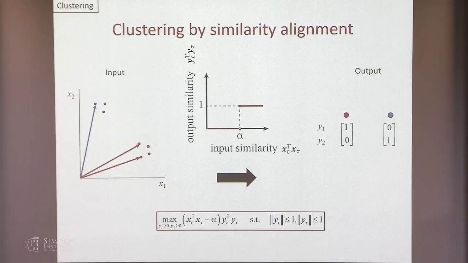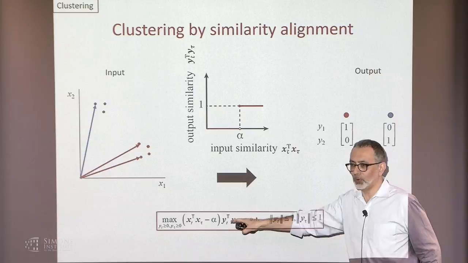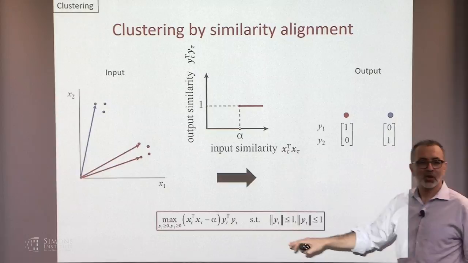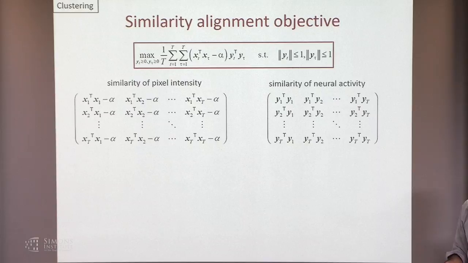I see. So this is summed over t and tau, basically. This is sum. Okay, so at this point, these are just 2 points. And for 2 points, it will give you what we want. The question is, will it work for the whole data set? Can we just sum over t and tau?